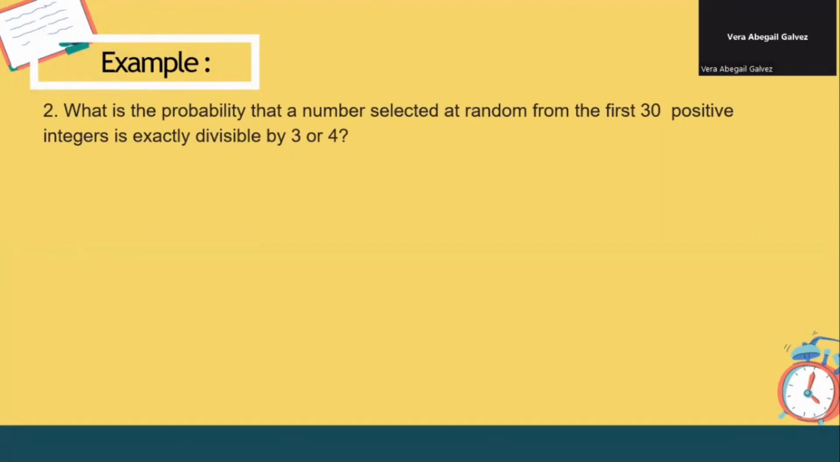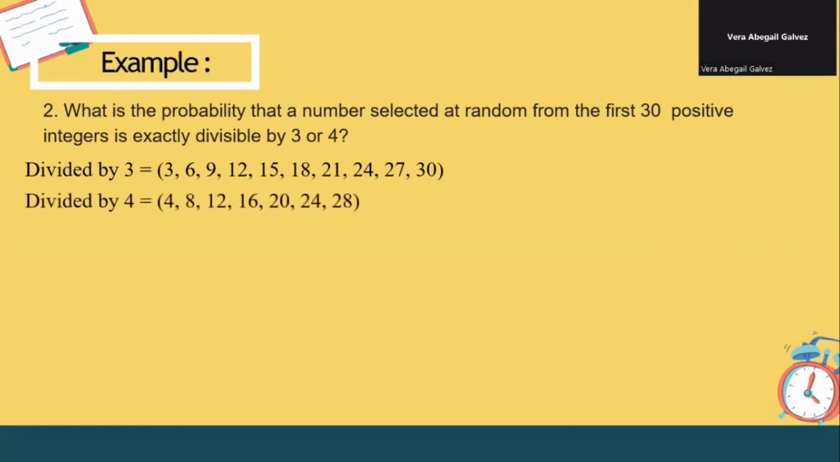There are 9 possible outcomes in event A, and those are 3, 6, 9, 12, 15, 18, 21, 24, 27, and 30. And 7 possible outcomes in event B, and those are 4, 8, 12, 16, 20, 24, and 28.